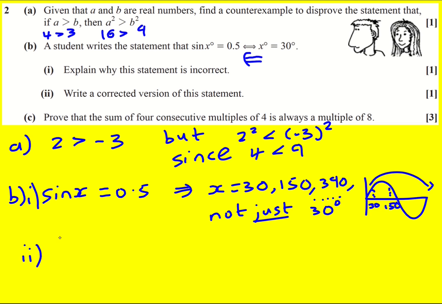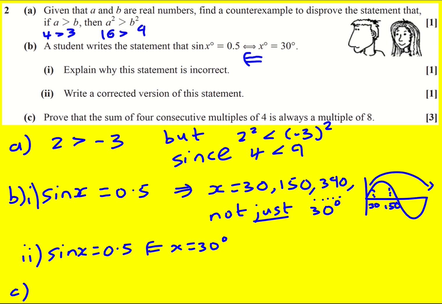Therefore, to correct the statement, we just have to get rid of the bit going to the right. We can still have the implication from right to left. Okay, there we go.